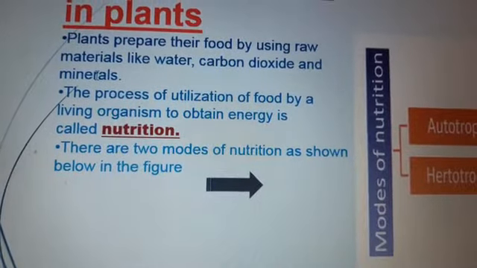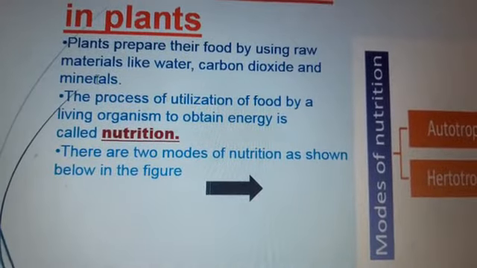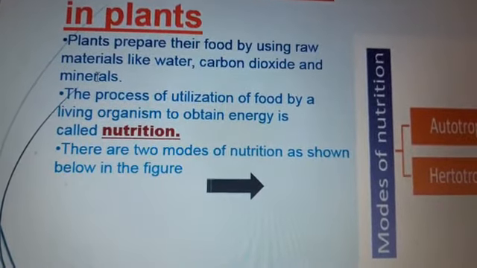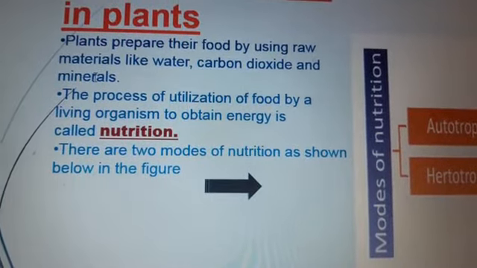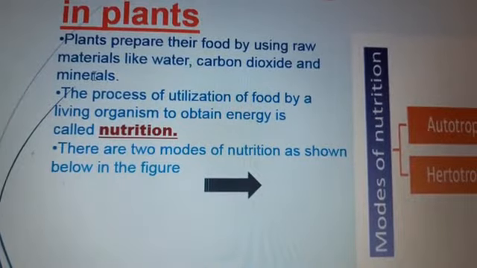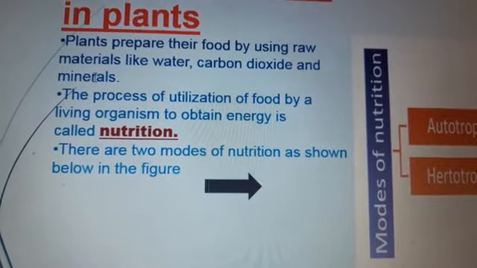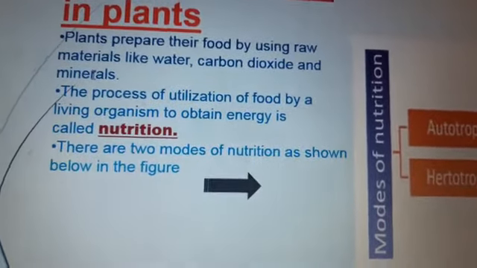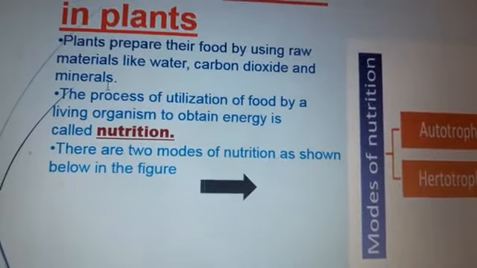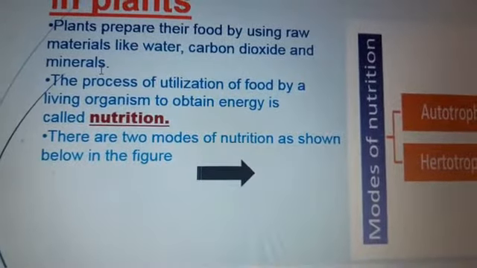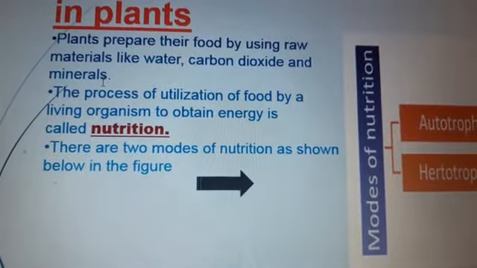Carbon dioxide comes from the atmosphere, sunlight comes from the sun. This is very necessary for plants because plants prepare their food. Without these materials, plants cannot make food themselves. So these materials are very necessary for plants. What are the materials? Water, carbon dioxide, minerals, sunlight. These substances are necessary for plants because plants make their food themselves.